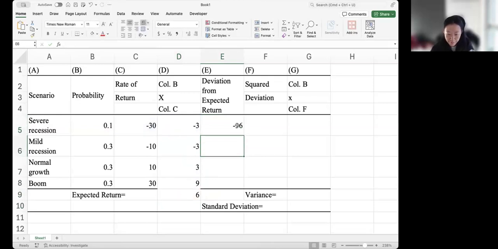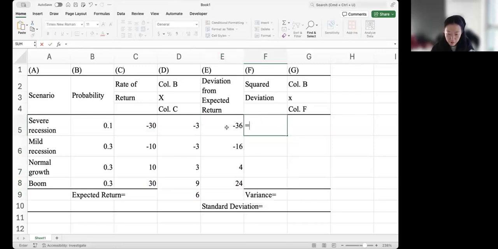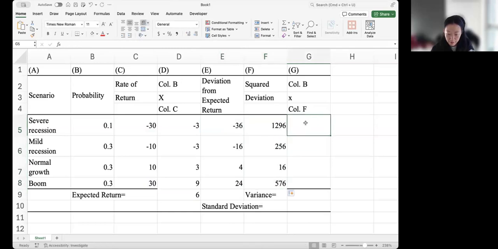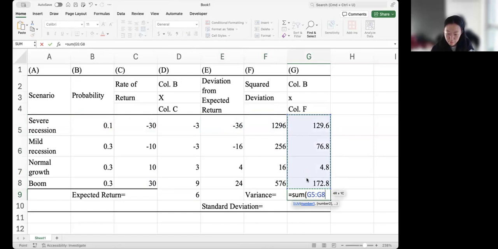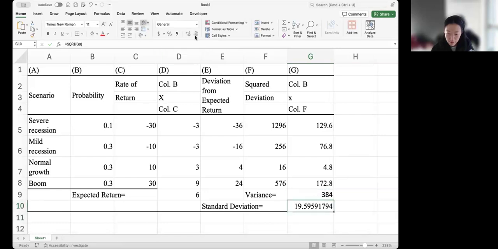Fix it. Square deviations, square. And then this times probability equals the variance, which equals the sum. Standard deviation equals the square root of variance. All right, so that will be this question.